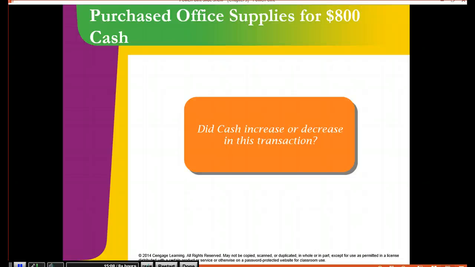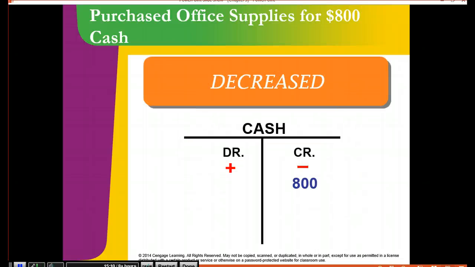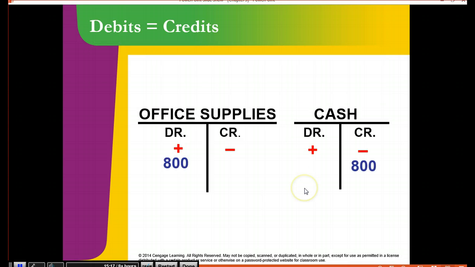Okay, did cash increase or decrease? Well, we paid cash, so it decreased $800. So it was a credit entry. So I have a debit of 800 and a credit to cash of 800. So my debits and credits are in balance. I have 800 debits, 800 credits. Transaction is complete.